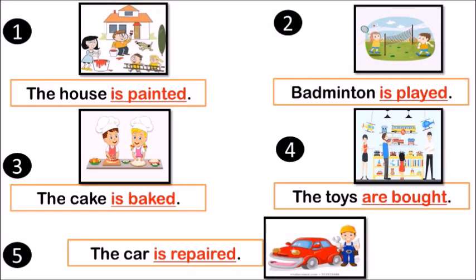Study the underlined words in this slide. Shall we read them together? Number 1. The house is painted. Number 2. Badminton is played. Number 3. The cake is baked. Number 4. The toys are bought. Number 5. The car is repaired. Did you notice the verbs in those sentences? They are in passive form. Only the actions are highlighted in each of them.